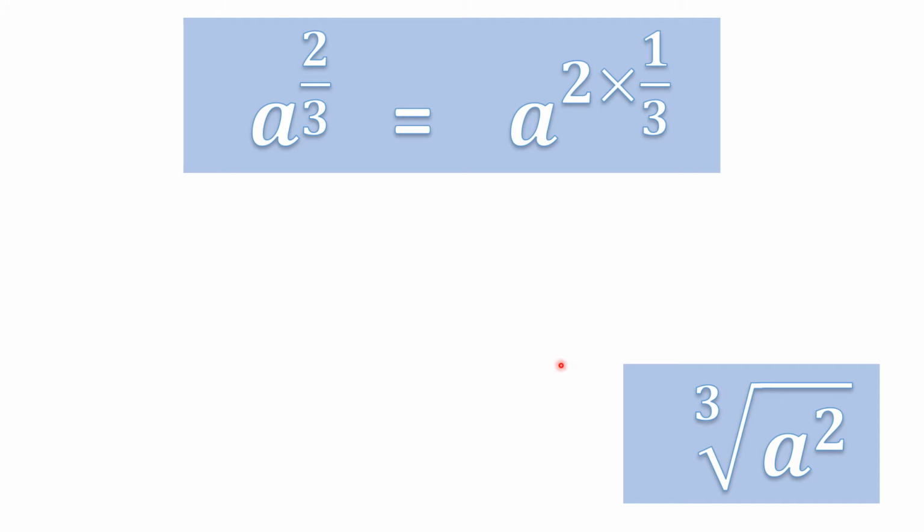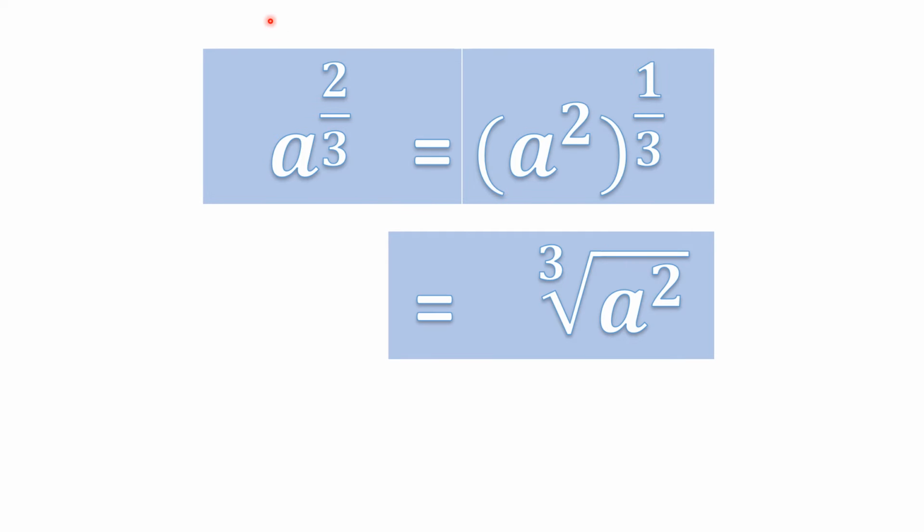So now let's see the next one. So here I've brought it close. Look at it carefully. A raised to 2 by 3 means a square raised to 1 by 3. Why? Because 2 into 1 by 3, right? So I can express this as a square raised to 1 by 3 also. So a square will be inside the cube root. Why? Because 1 by 3 shows that whatever this is inside a cube root, right? Now next.